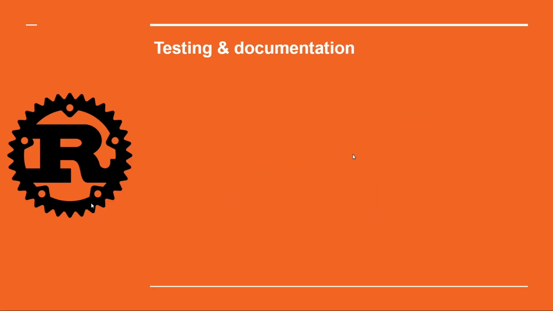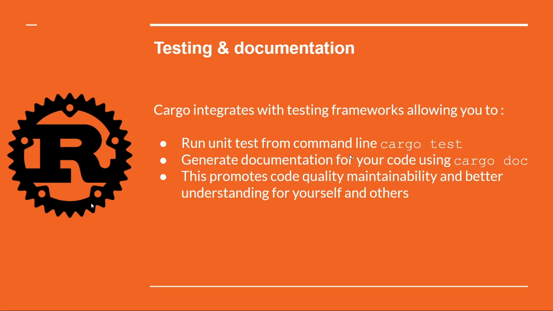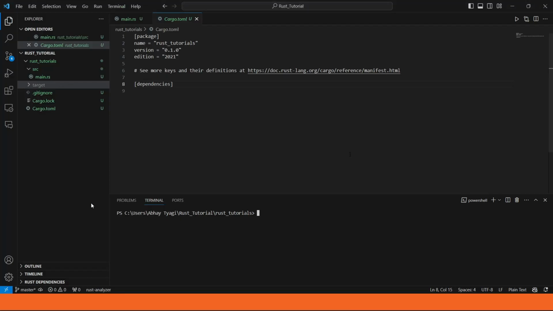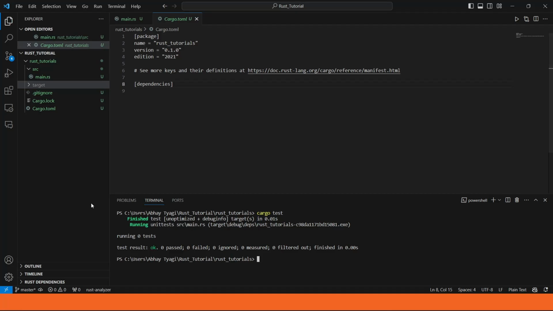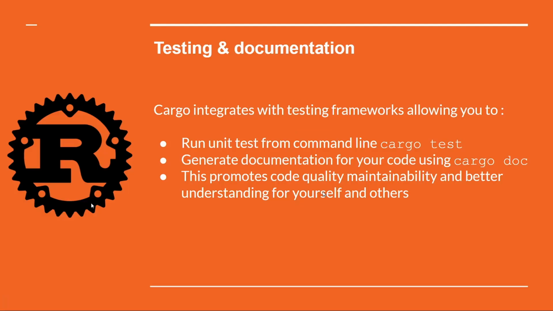Testing and documentation. Cargo integrates with testing frameworks, allowing you to run unit tests from the command line with cargo test. If I move to my project, I will type here cargo space test in the terminal. This will run the tests, and using this particular command, we can run the unit tests.